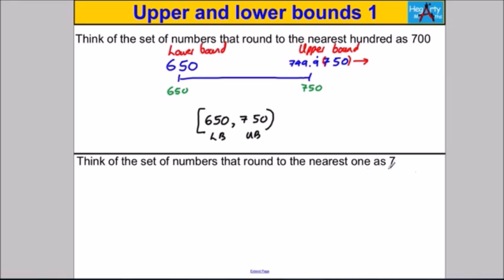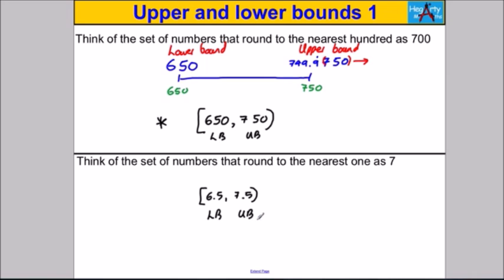What about, could you do the same thing with 7? Could you write it in this proper mathematical way? All the set of numbers that round to 7 to the nearest 1. Well, 6.5 is the smallest possible number that rounds up to 7, and the biggest possible number is 7.49999, but we write that as 7.5, but we put a curly bracket around that side. 6.5 is known as the lower bound, 7.5 is known as the upper bound.